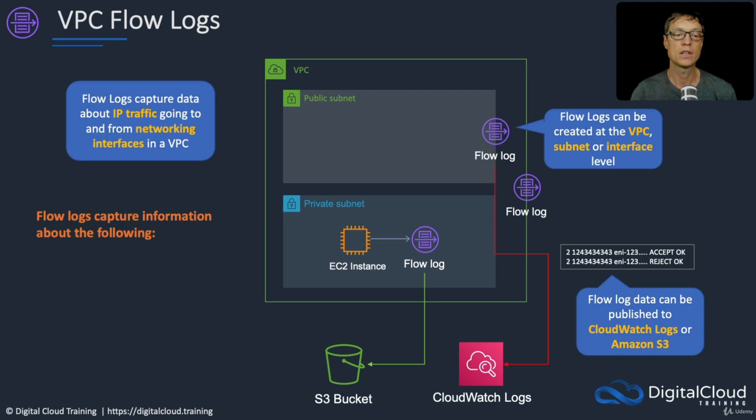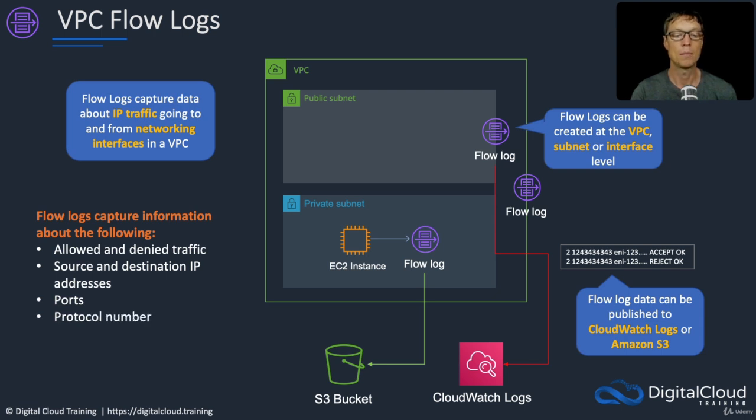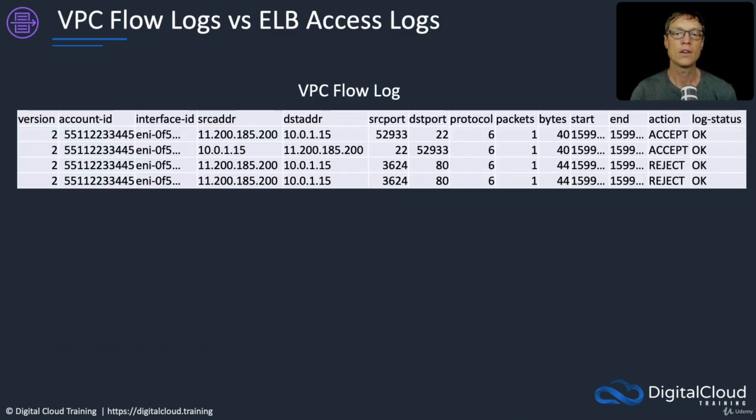So what information gets captured? You get the allowed and denied traffic, the source and destination IP, the ports, the protocol number, and the packet and byte counts. You also get the action taken, so accept or reject. Now let's have a look at an example of a flow log. So here you can see what a flow log looks like.